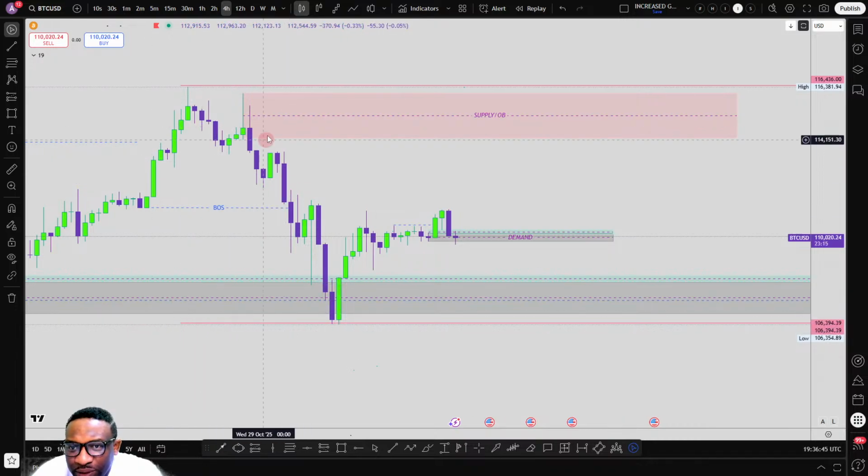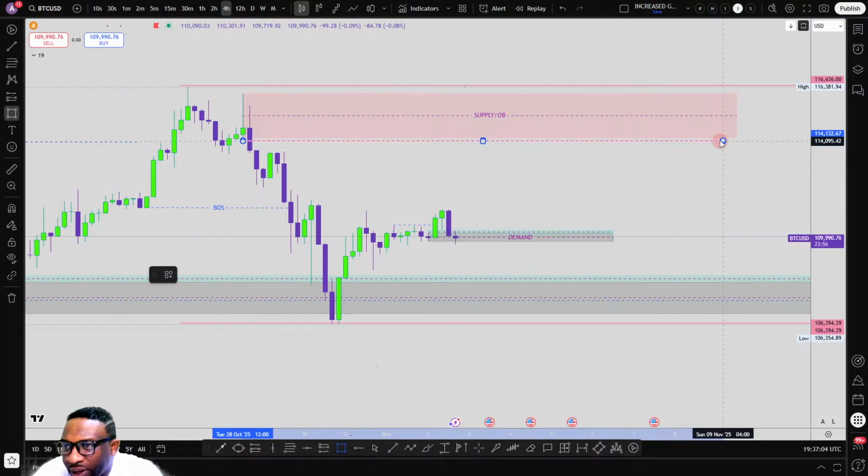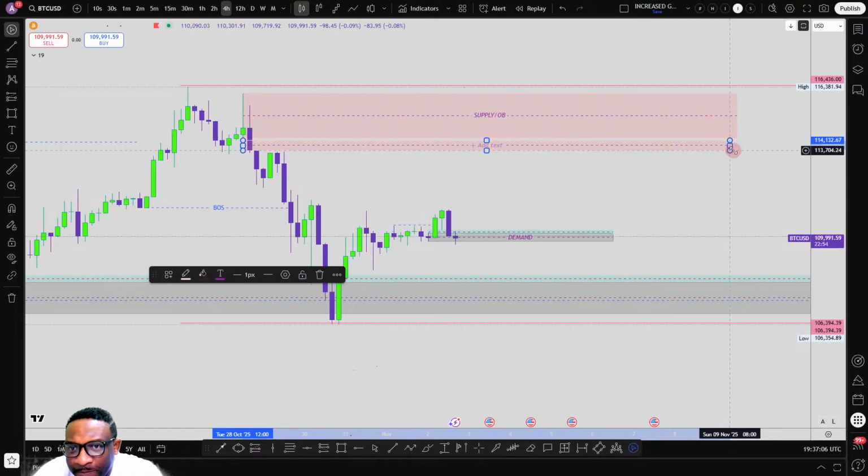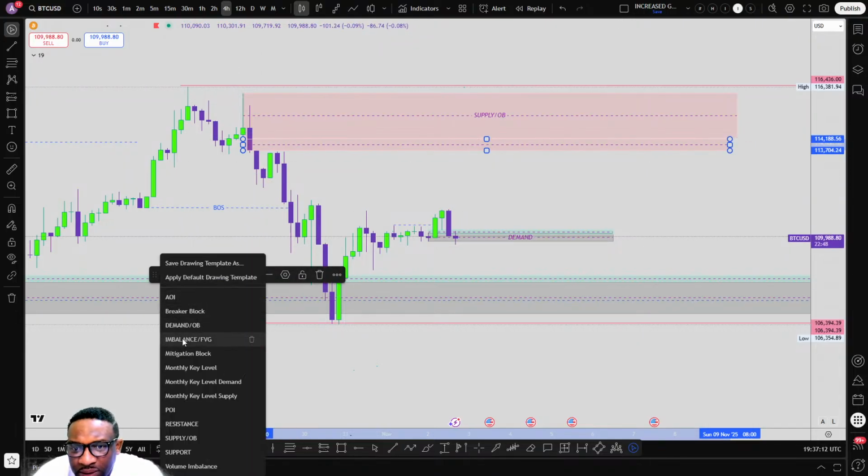So attached to this supply zone, we can clearly see we have an imbalance. As I said, it's a 3 candle formation: first candle, second candle, third candle. So I'm going to pick the low of the first candle, which is here, and the high of the third candle, which is right there. So that would be the imbalance area.